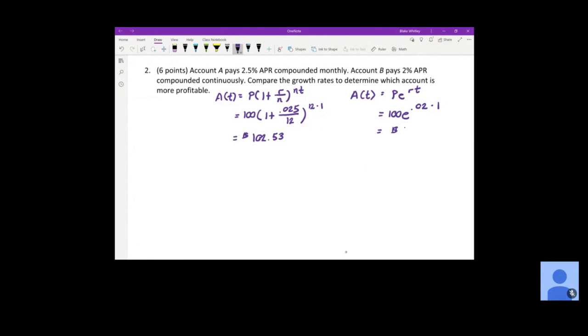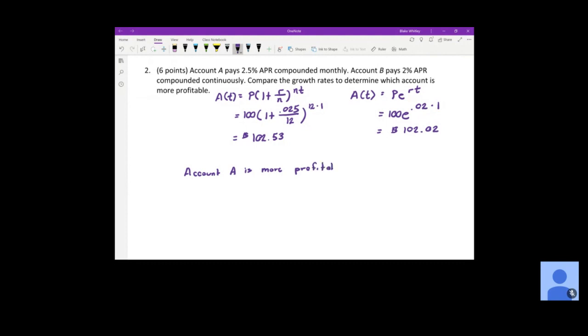Okay, so $102.02. So the question is, which one of these accounts is more profitable? So which one's more profitable this time? The first one, right? So we would want to say account A is more profitable.